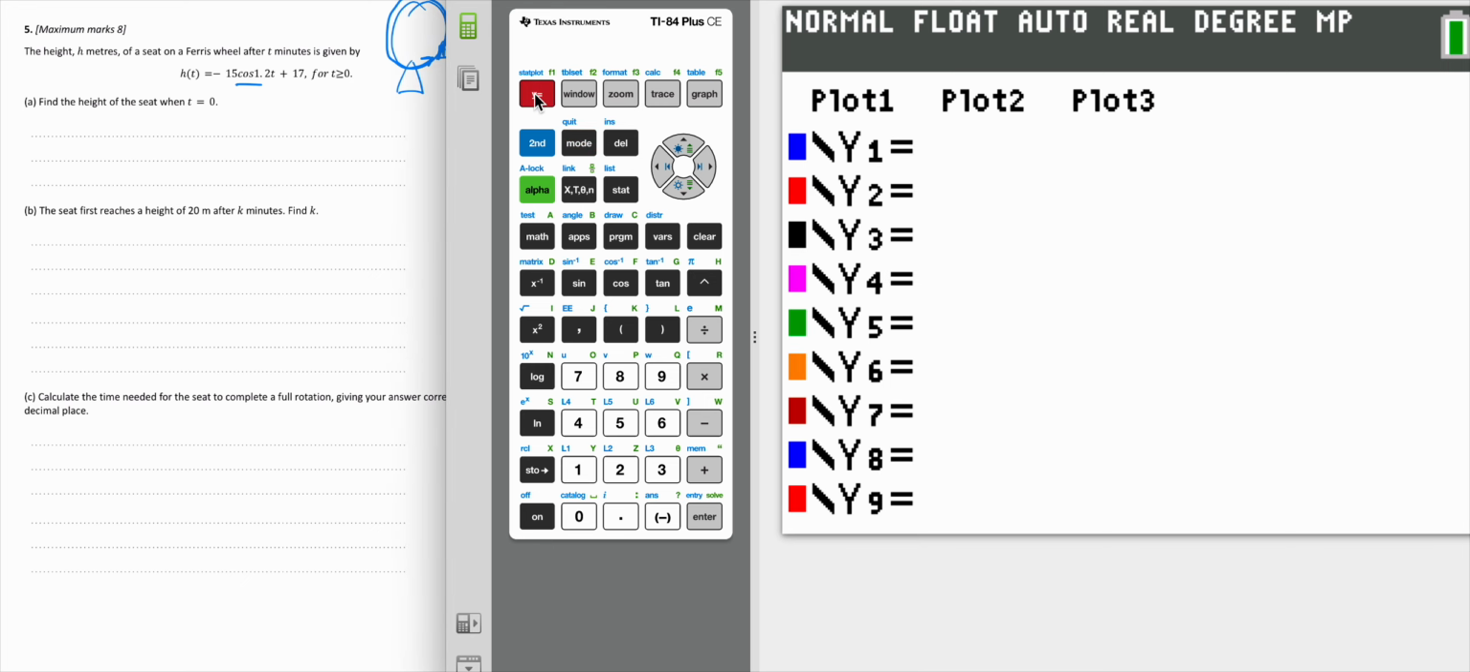So we're going to go to our calculator, and it's a negative function. Make sure you're using the right negative button. And it's 15 cos of 1.2x. And we have our brackets, and then plus 17. The 17 is not in the brackets. That should be outside. It's always just the actual cos part, which is this bit here, the 1.2t, or for us 1.2 times x.